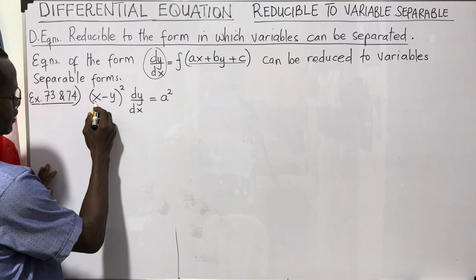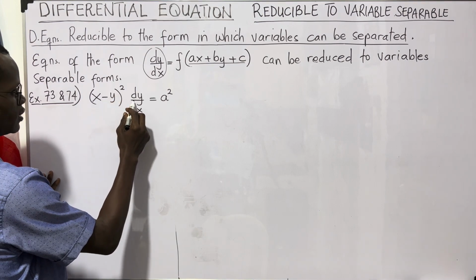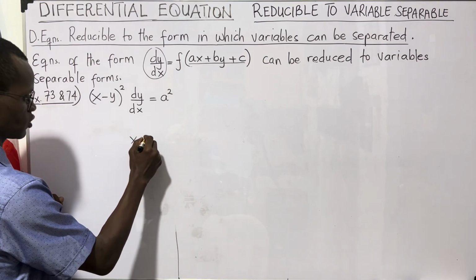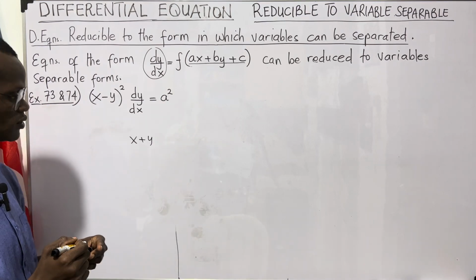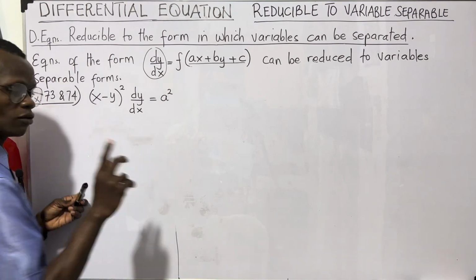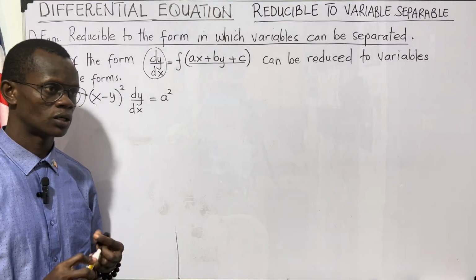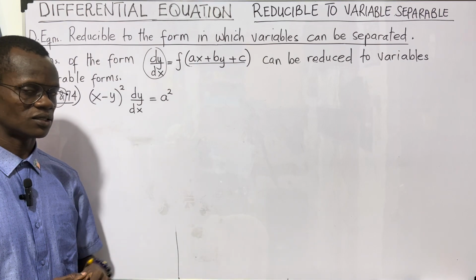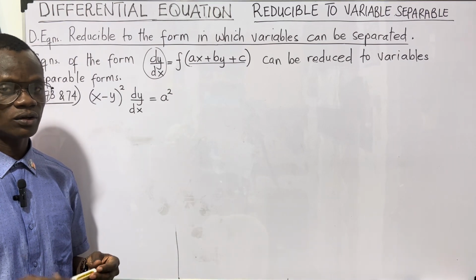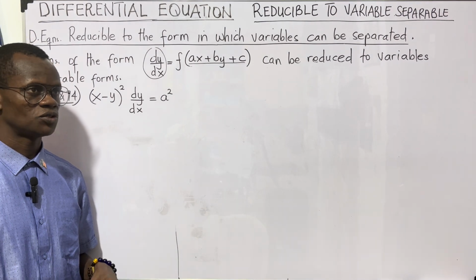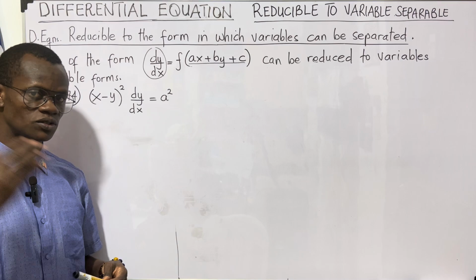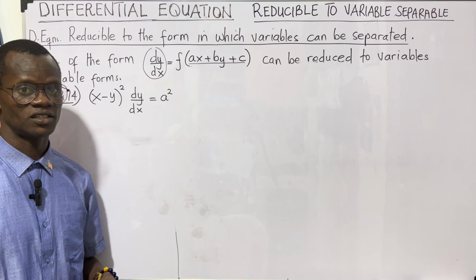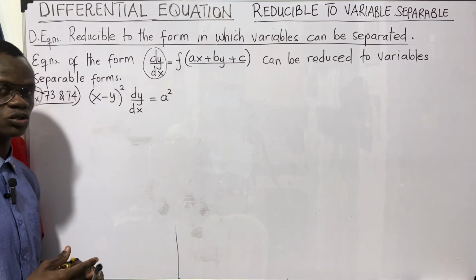This example says (x minus y) all squared dy by dx equals a squared. Similar to the previous one we did, (x plus y) all squared dy by dx equals a squared. Do not just see a differential equation or a calculus problem and say it's easy. You don't learn math by looking, you learn math by practicing. Sometimes a problem looks very easy, but the moment you attack it, it turns out to be very challenging. So always put your pen to your paper.